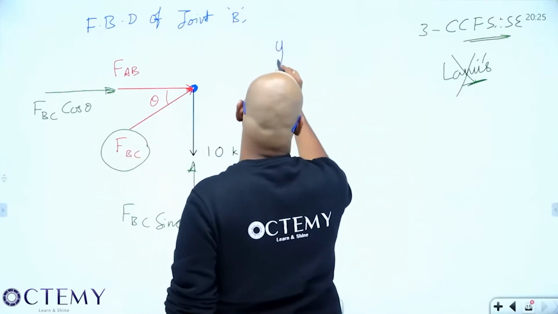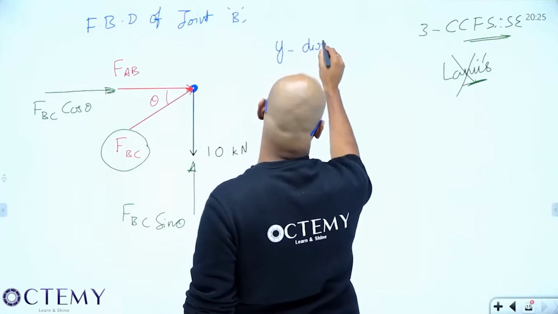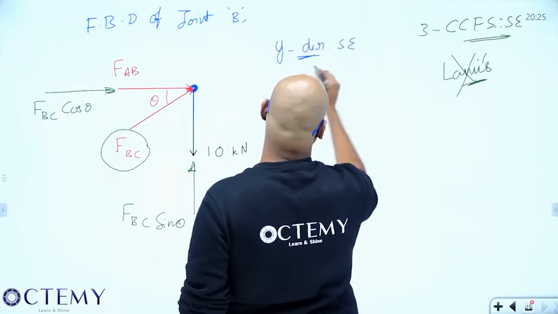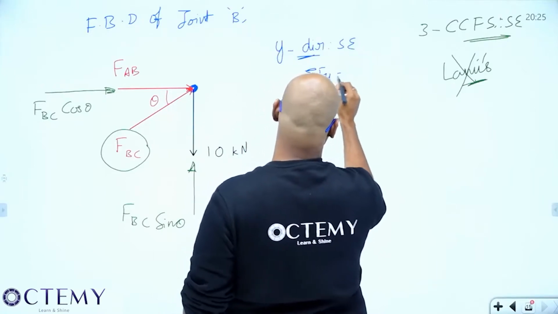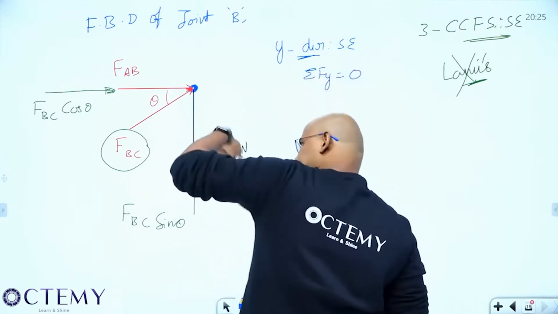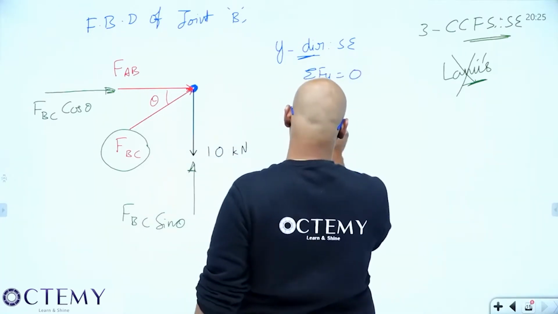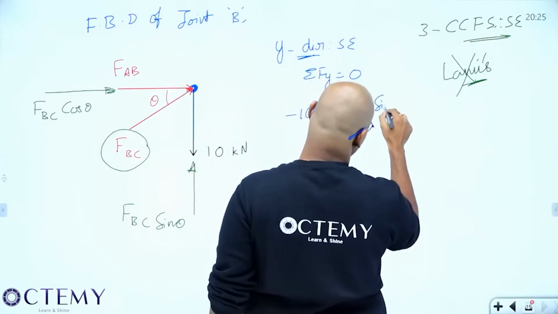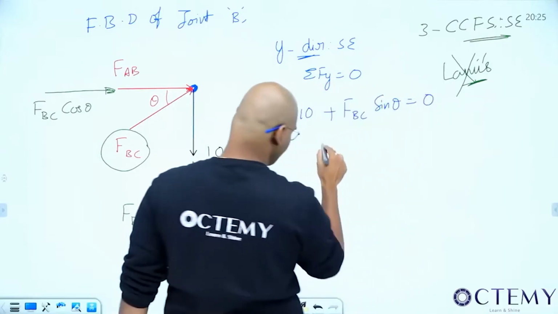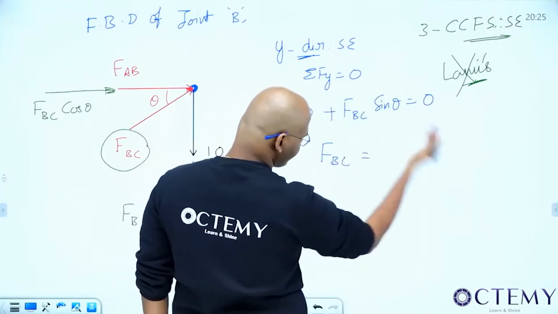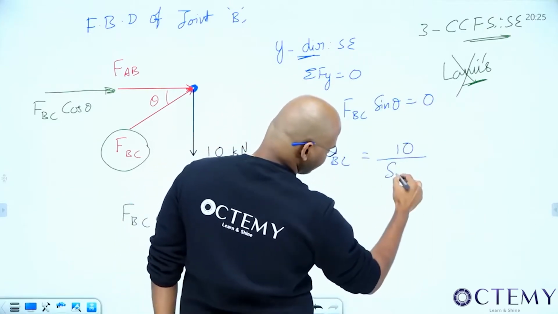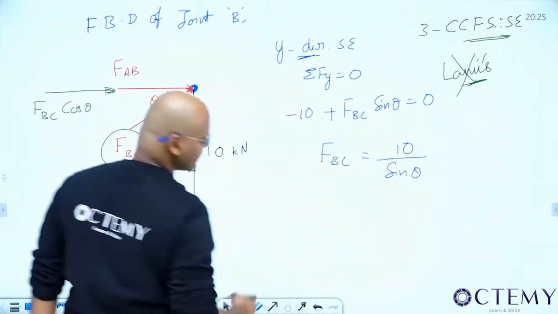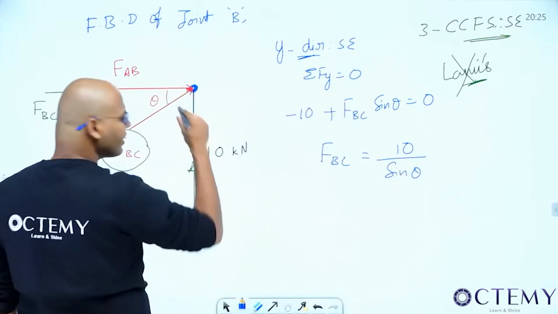First the y direction. What is in y direction? It is in static equilibrium. So what can I write? Sigma Fy equal to 0. What are the forces? 10 kilonewton is acting down. So minus 10 plus FBC sin theta is equal to 0. So what is FBC? Minus 10 if it goes that side, plus 10 by sin theta. Into sin theta will become by sin theta. Keep it.